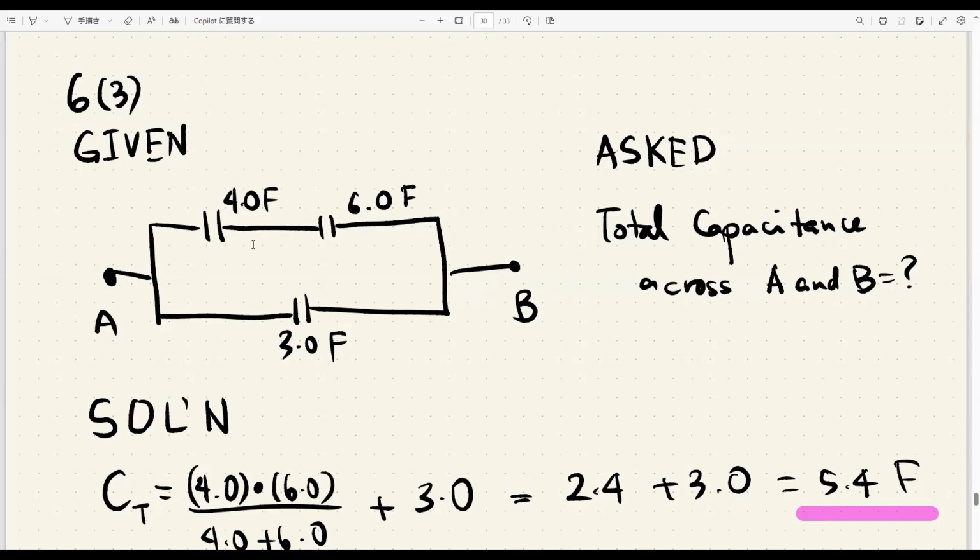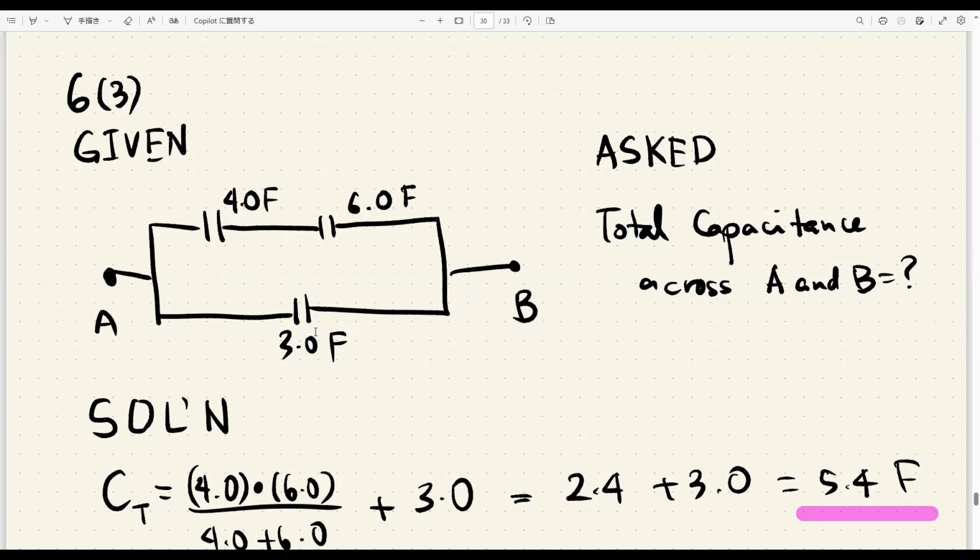In this problem, we are asked for the total capacitance of the circuit. What we have here are 3 capacitors. The first 2 are in series, 4 and 6, and that combination is in parallel with 3. And we want to know the capacitance across A and B.